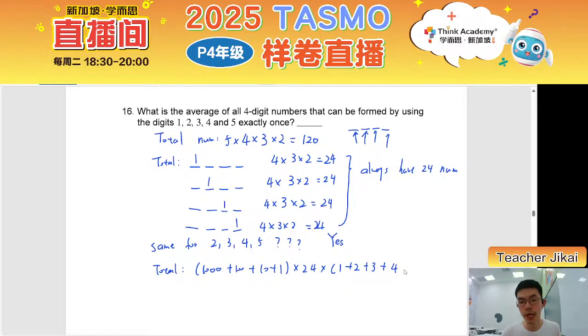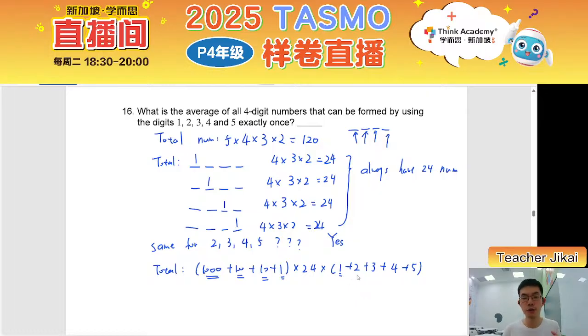For 4 being here, and for 5 being here, they will be the same, right? So 1 on the 1000th place, we take 1000 here. 1 on the 100th place, we take 100 here. 1 on the 10th place, 10 here. 1 on the 1st place, 1 here. We have 24 numbers, and here is a 1.